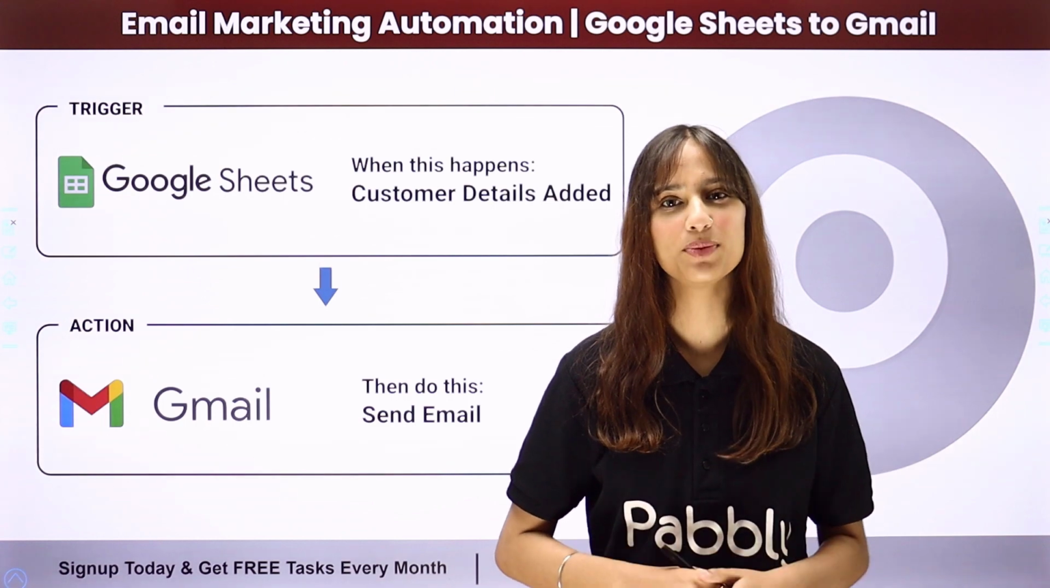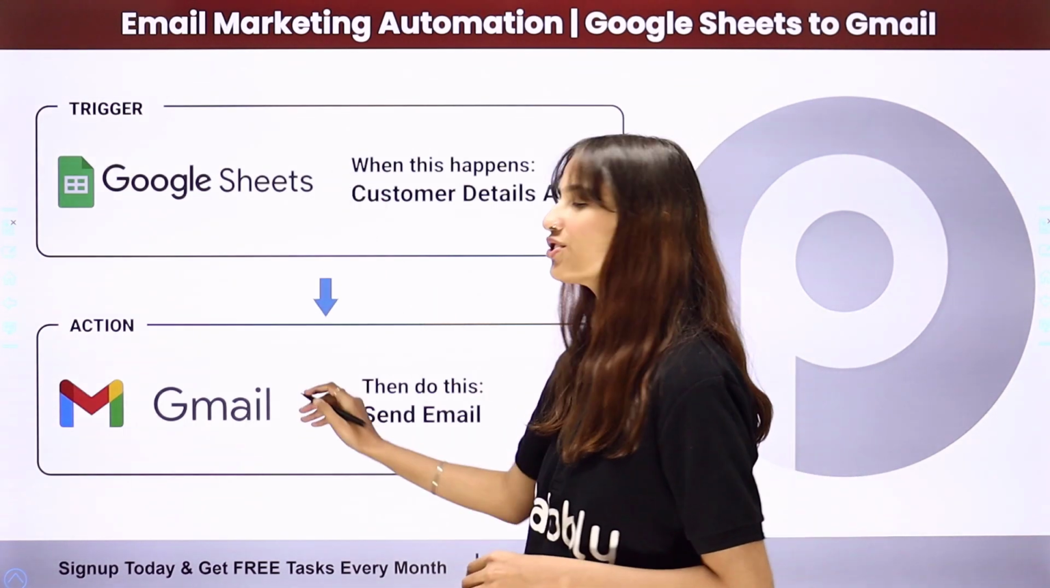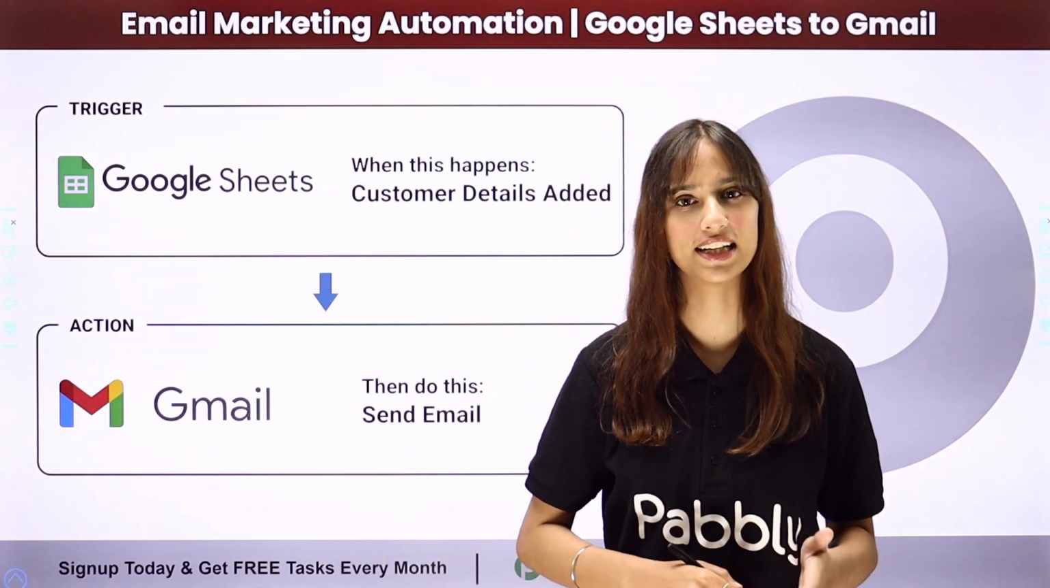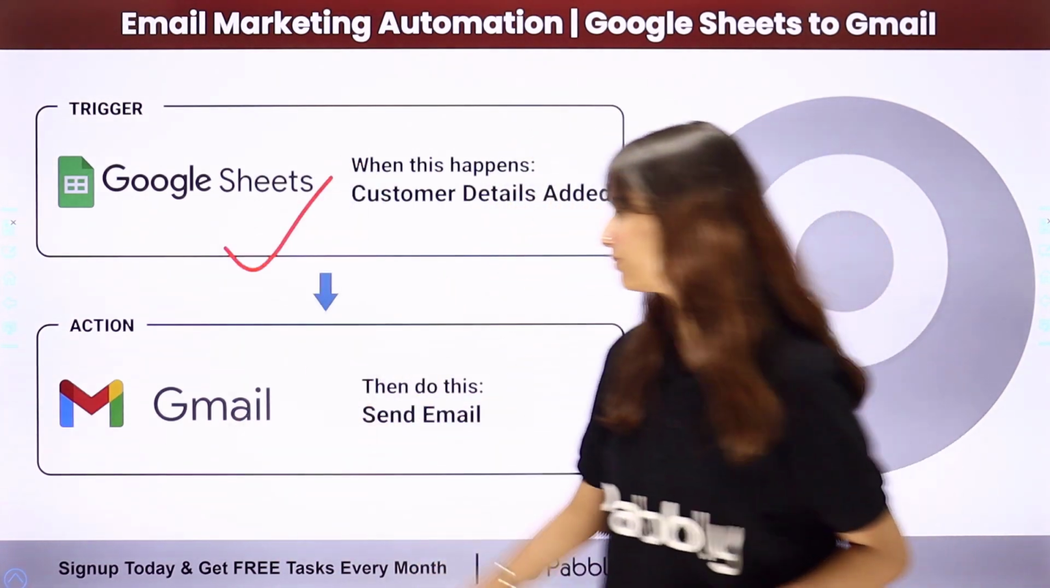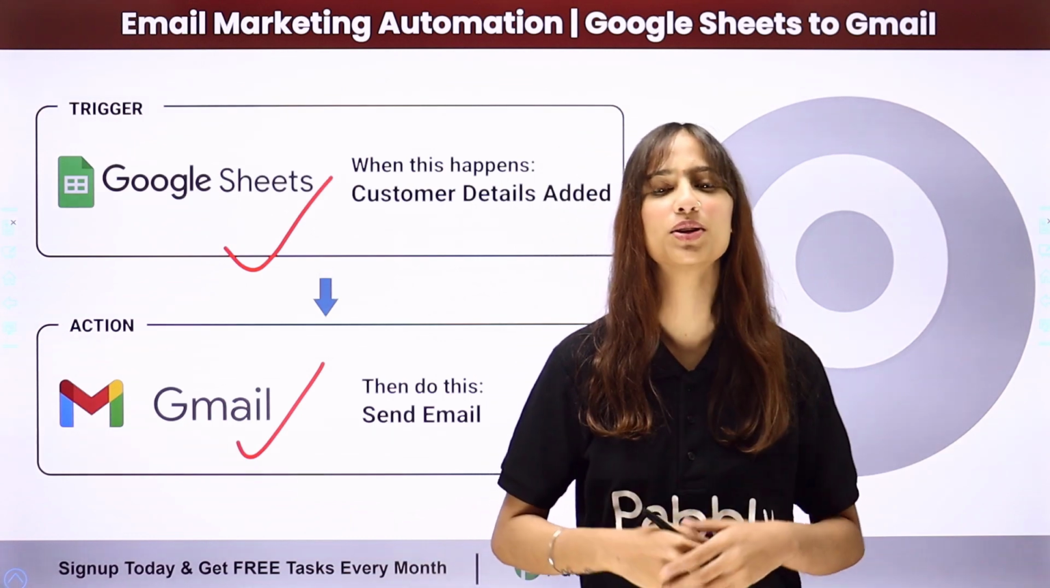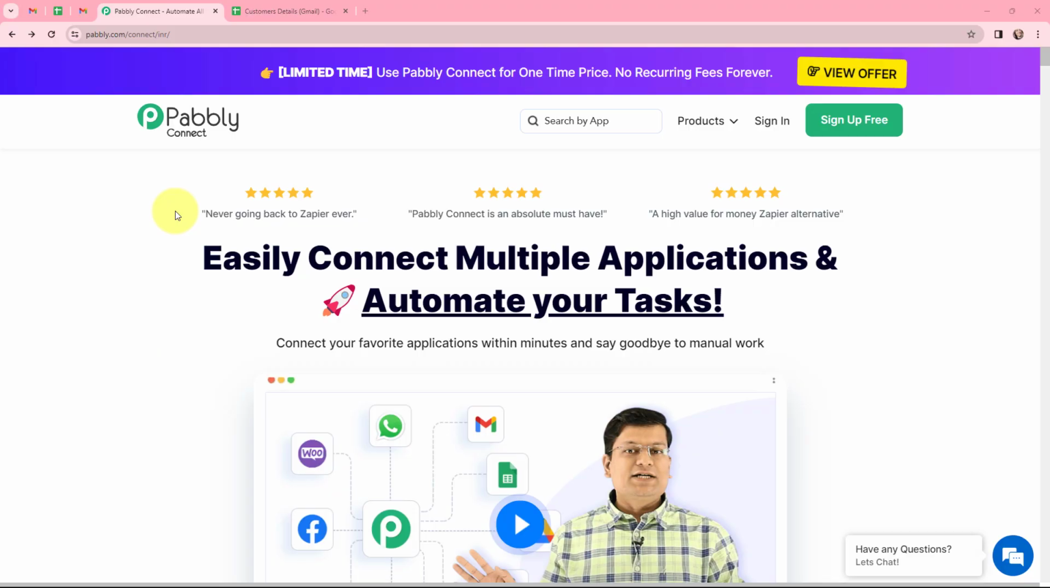To do this, I need to build an integration between these two applications for which I'm going to use Pabbly Connect. Here my trigger application will be Google Sheets and my action application will be Gmail. So if you want to learn more about this, follow me through the screen. In this video, we are going to understand how to use Gmail as a marketing machine.